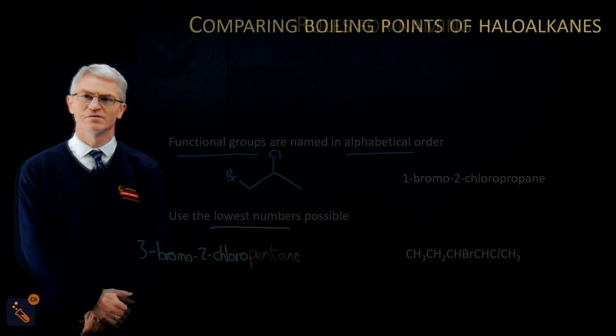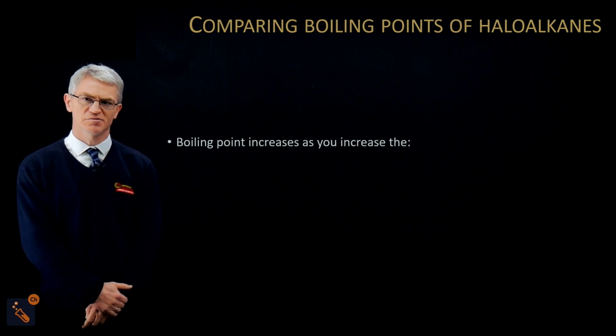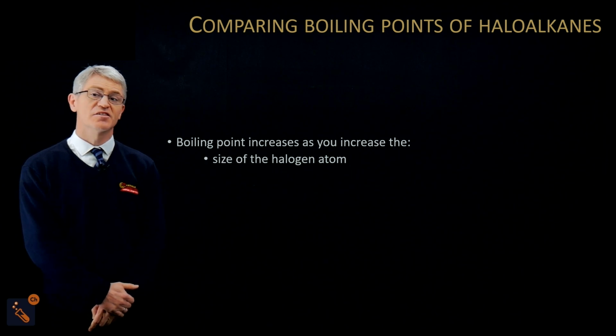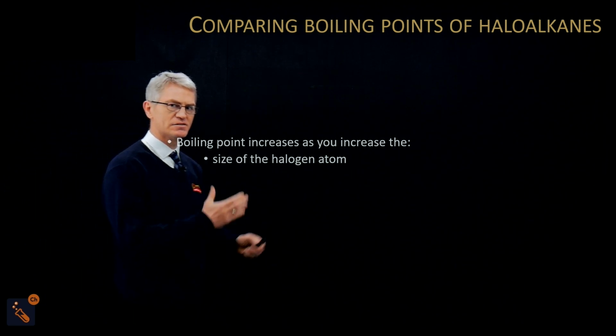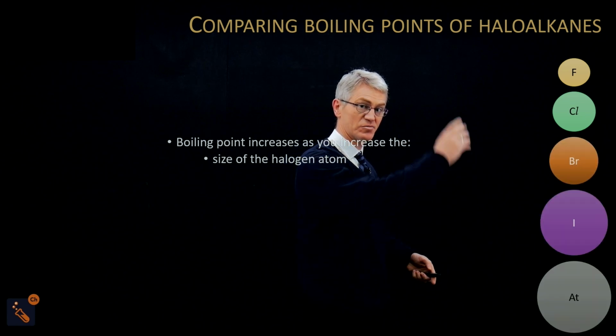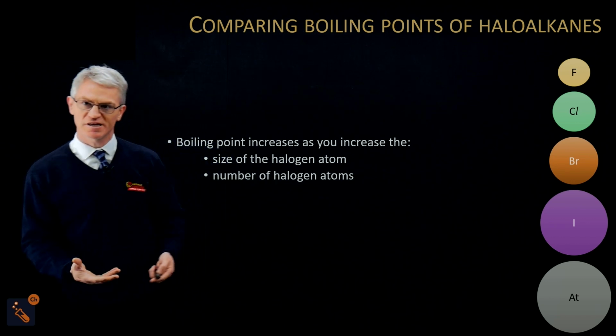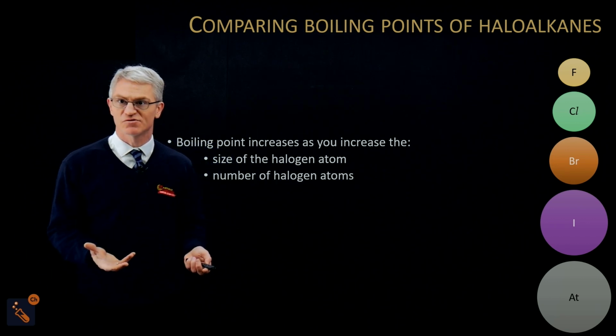We're now going to go on to compare the boiling points of haloalkanes. Boiling points increase as you increase the size of the halogen atom. The size of the halogen atom goes up as you go down the group. You can see it's getting larger, but it's getting larger because we have more electrons. So more electrons means that we have stronger London forces.